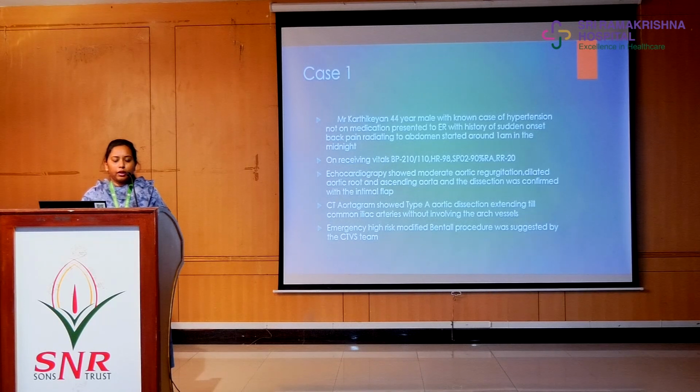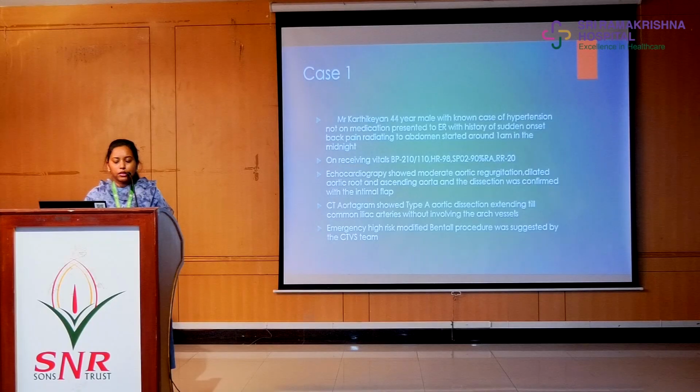On receiving, the BP was around 210/110. So we suspected aortic dissection. Saturation was around 90%. We did a bedside echocardiography which showed moderate aortic regurgitation and dilated aortic root and ascending aorta, and the dissection was confirmed with the intimal flap seen on the suprasternal view. Then we did a CT aortogram which showed type A aortic dissection extending till the common iliac arteries but without involving the arch vessels. Immediately the CTVS opinion was obtained.